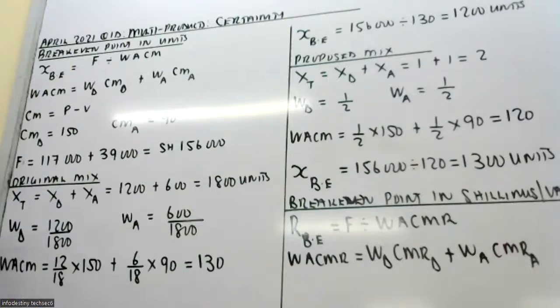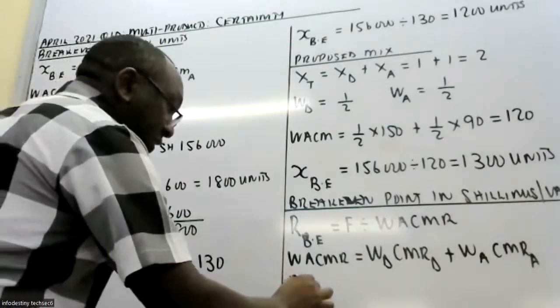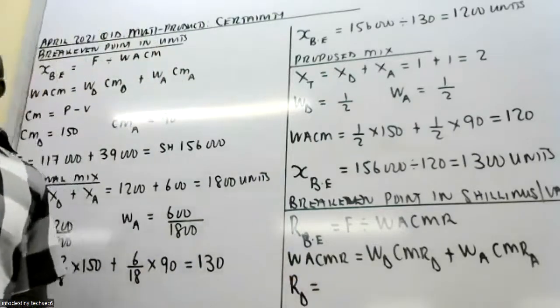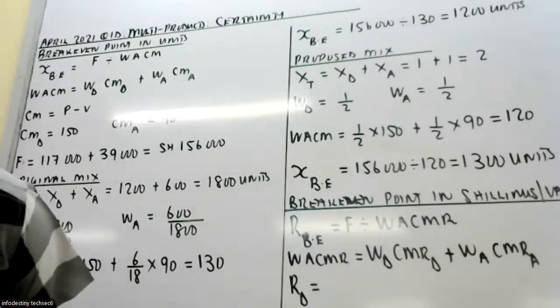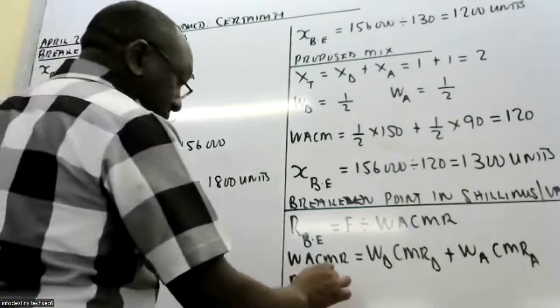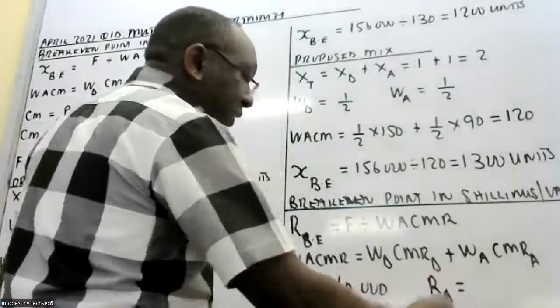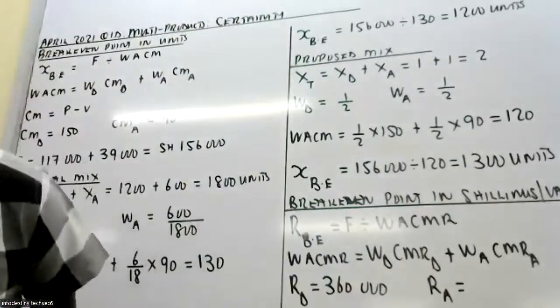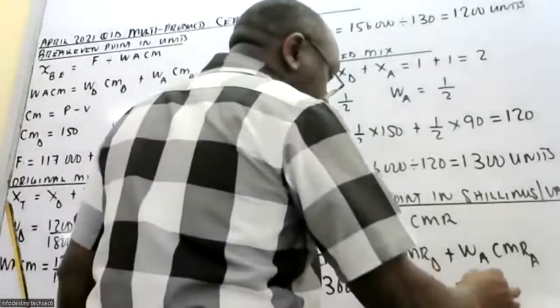How do we get the weights when we are in shillings? Weights are gotten in terms of revenues when you are in shillings. So the revenue of product D, the question already has given us 360,000. And the revenue of A, we are already given as 120,000.